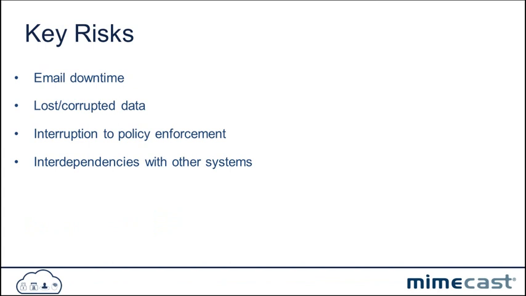So there are clearly dependencies between different systems, and they need to be taken care of and considered during any planning for migration. Any and all of these things can lead to the two biggies, really, which are delays to the project rollout and spiraling costs. Clearly the things that you're trying to avoid during this migration. So there are some of the key risks as we see them.